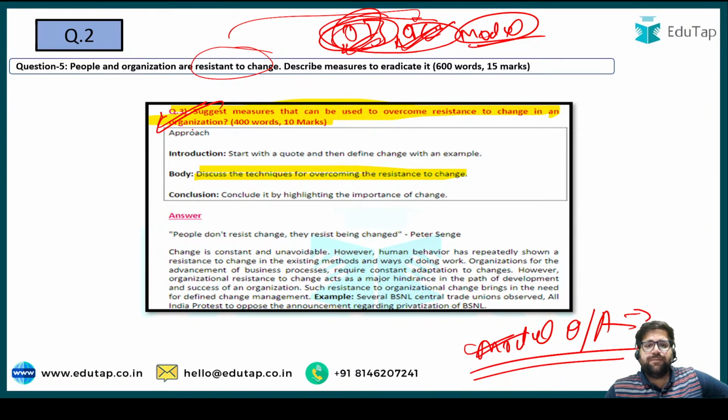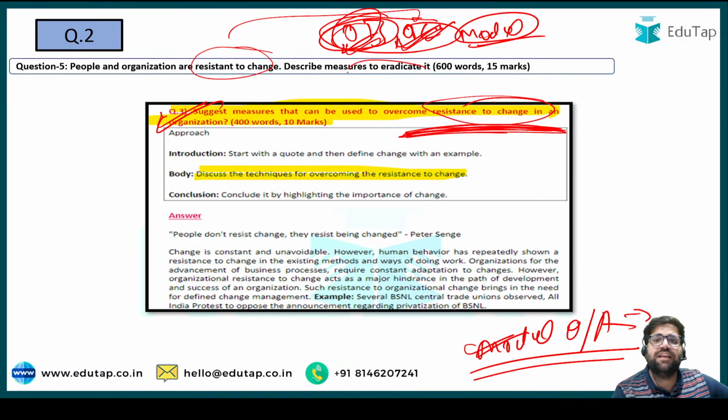That is, suggest measures that can reduce or overcome resistance to change. Again, you have to reduce this resistance to change. The same measure has been there in an organization. So again, you can discuss different techniques for overcoming resistance to change.